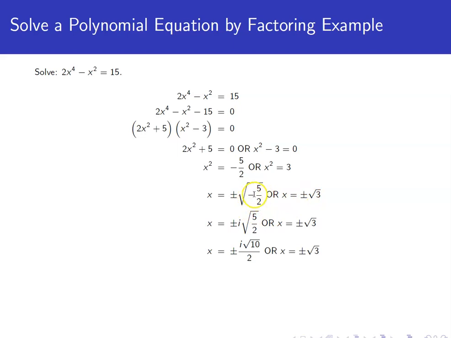However, since we have a negative sign under the radical, we'll rewrite that as plus or minus i root 5 halves. And then we'll go ahead and rationalize the denominator by multiplying top and bottom by root 2. That finally gives us a final answer here that x is plus or minus i root 10 over 2, or x is plus or minus root 3.